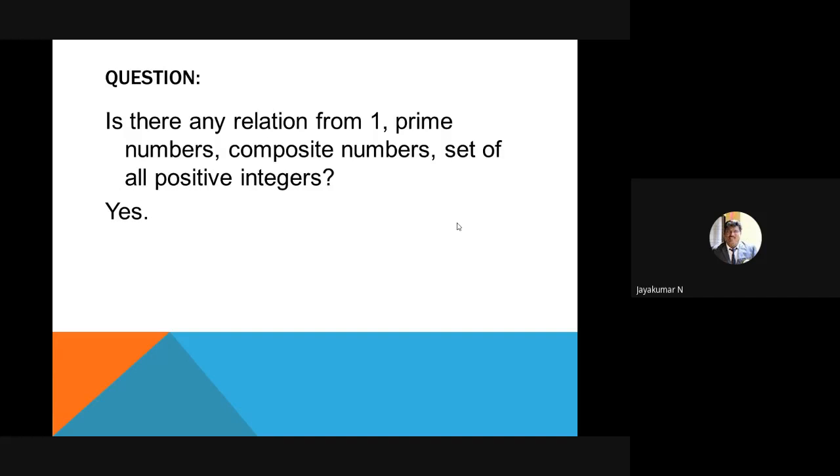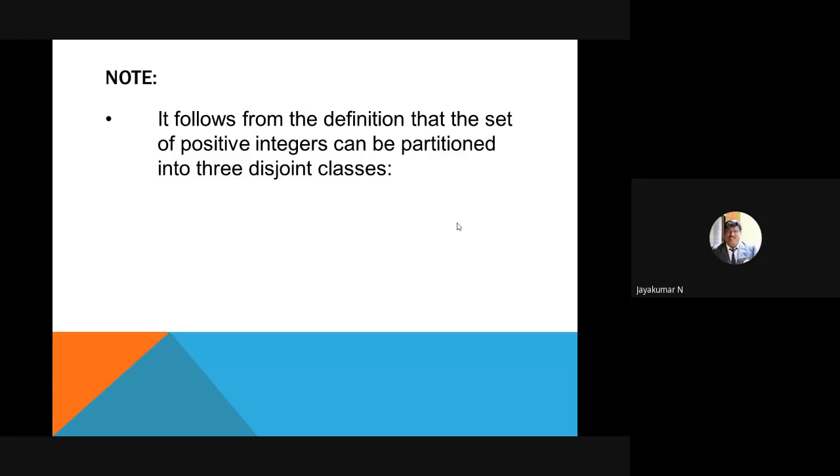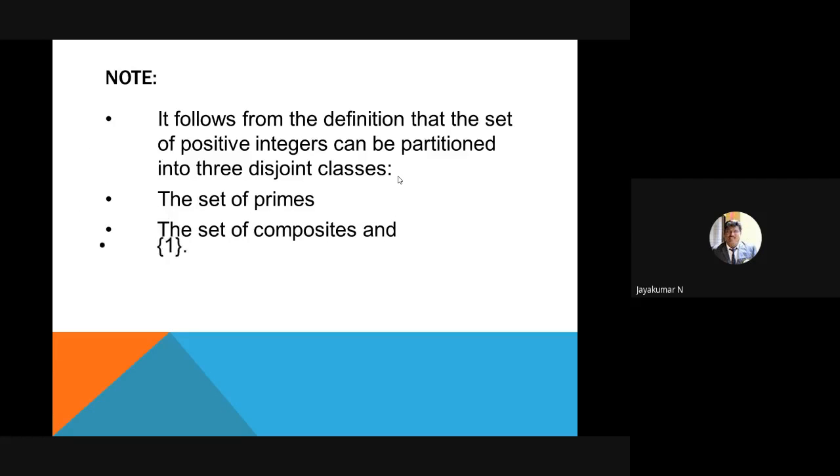Yes, there exists a relation. It follows from the definition that the set of all positive integers can be partitioned into three disjoint classes. My first class is the set of all primes, the next class is the set of all composites, and the next one is the singleton {1}. So the set of all positive integers is nothing but the union of these three disjoint classes. That is our relation.